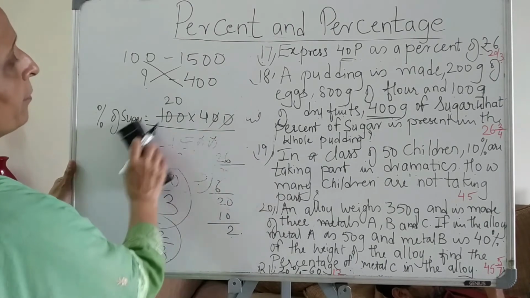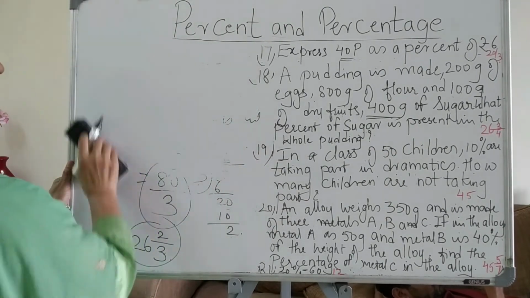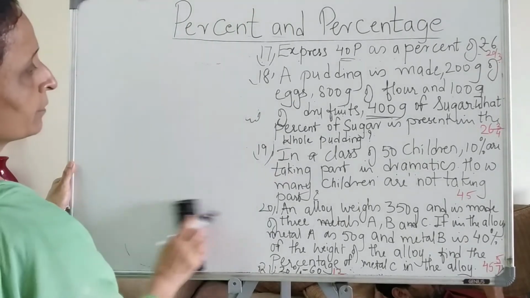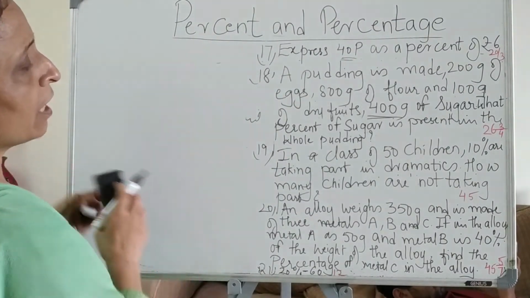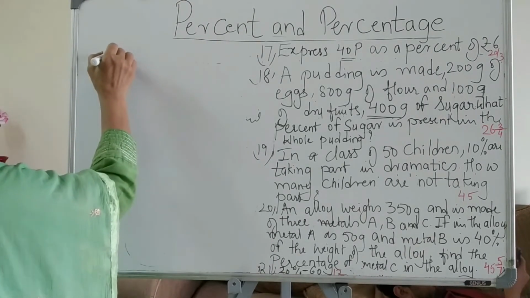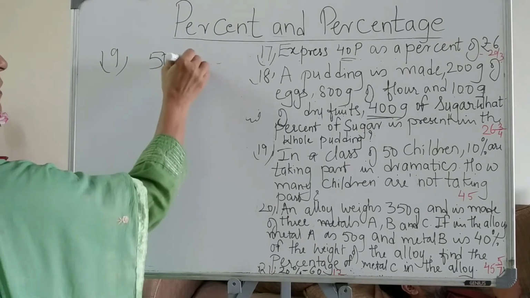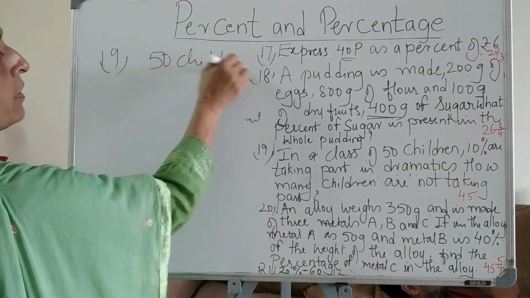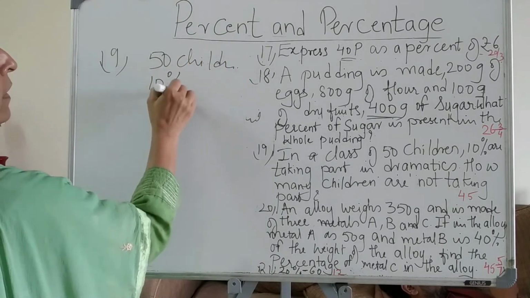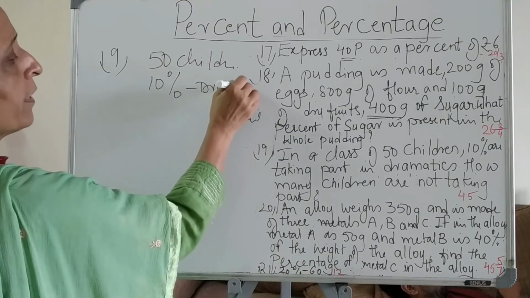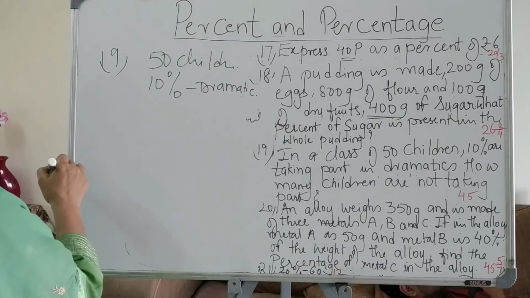Now next sum is 19th. In a class of 50 children, 10% are taking part in the dramatics. How many children are not taking part?